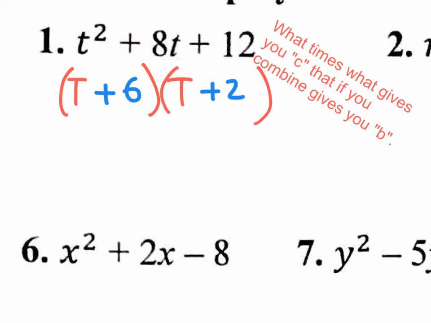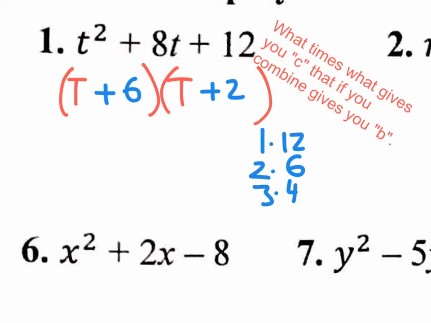6 and 2. Now, like I said, if you're having a rough time thinking about this, grab a calculator and start making a list. Like, how could you get 12? Well, you could have 1 times 12, make a list. 2 times 6, 3 times 4. No, that's it. Those are all the 3 possible ways of multiplying to give you 12.